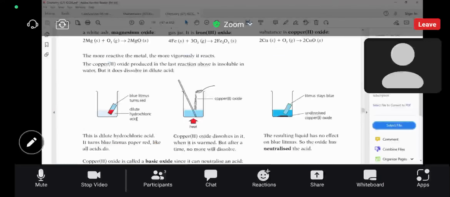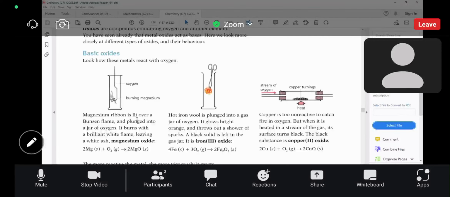Right, we will come from the beginning. Here you can see basic oxides. So this is the reaction for producing magnesium oxide. Okay, so this is a magnesium ribbon.